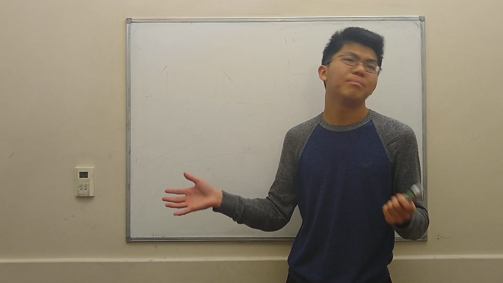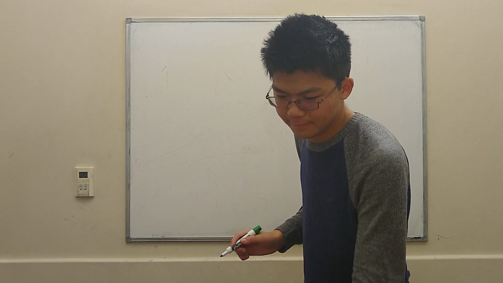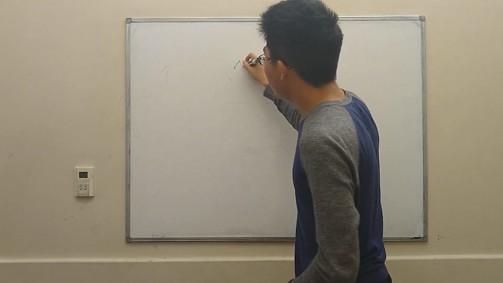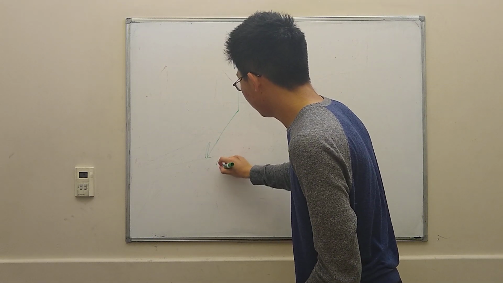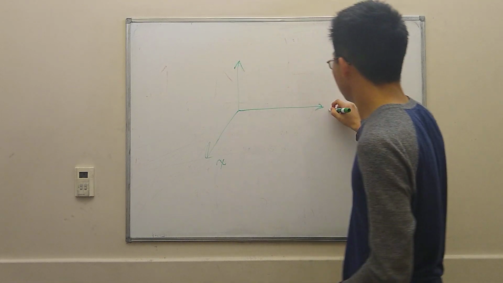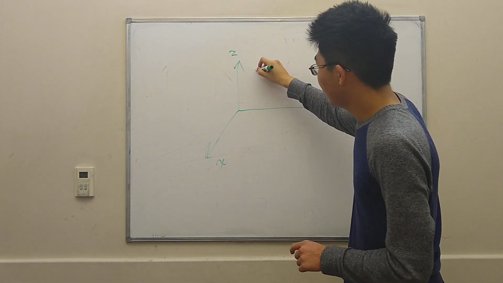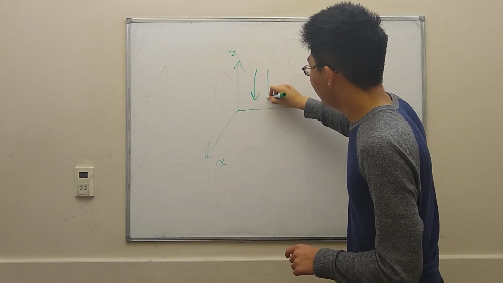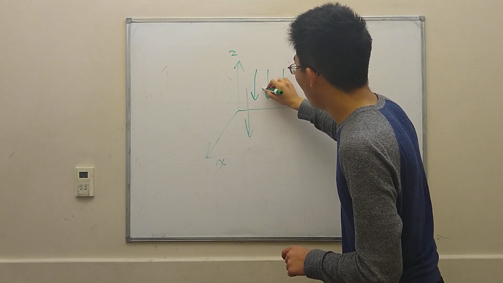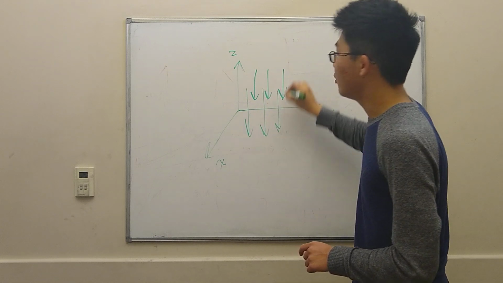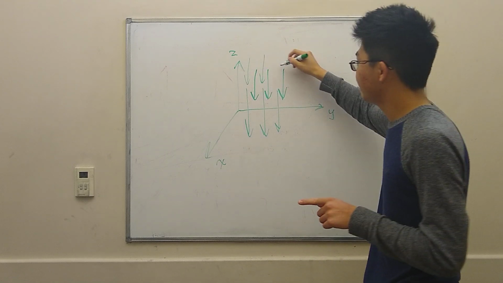But how do we plot gravity? One way to look at gravity is this. Let's say I make a graph of x, y, and z. You can view gravity as a force of little arrows pointing downward. And it is this force that causes the acceleration of anything toward the Earth.